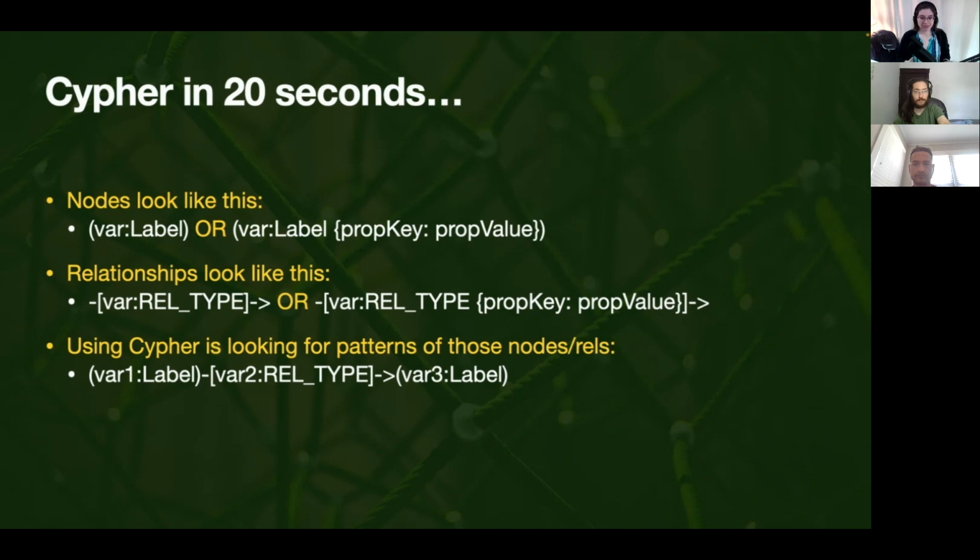So Cypher then, as an oversimplification, is really just looking for patterns of nodes and relationships. So node, relationship, node, however many hops you want to do, Cypher is basically just doing pattern matching.